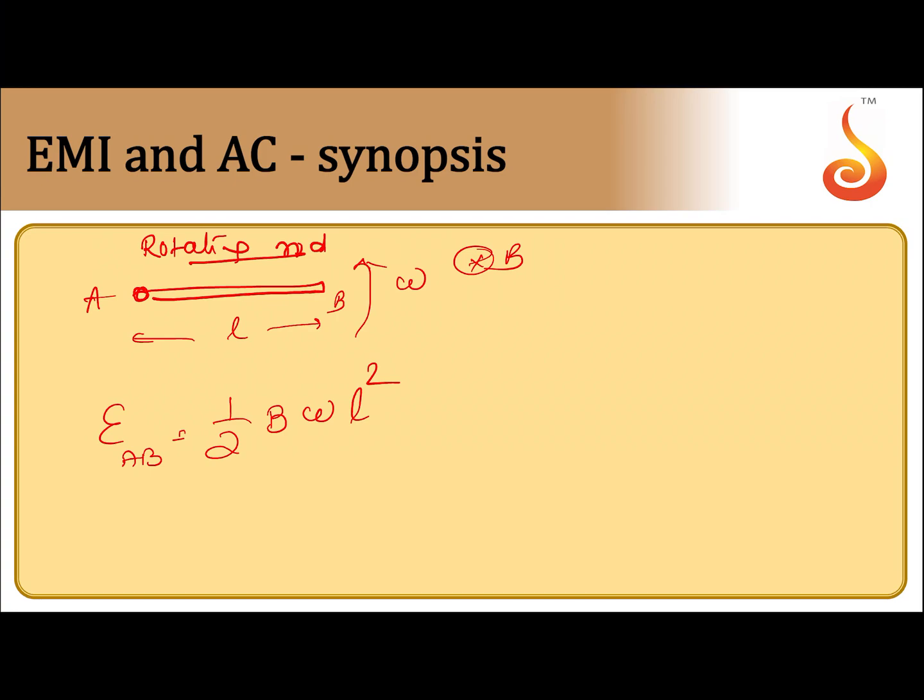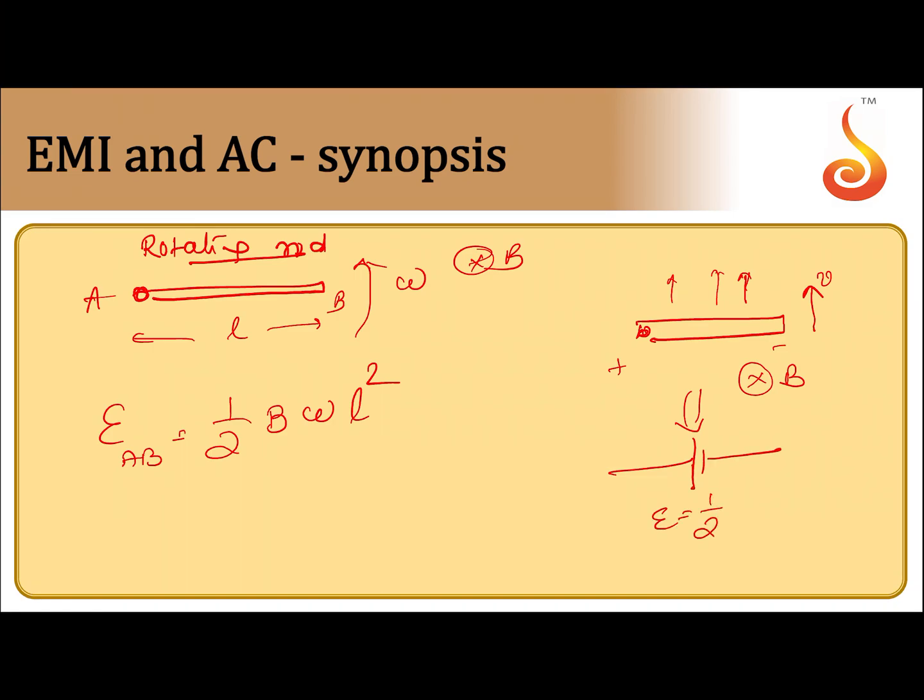Now you may ask which end is at a higher potential and which end is at a lower potential. Very simple. Notice that the rotation happens in this direction and B is in the inward direction. So clearly the linear velocity of every part of the conductor is in the upward direction at this instant. Therefore, this end becomes positively charged and this end becomes negatively charged. This is as good as a cell whose polarities can be shown like this, with half B omega L square as the induced EMF. This end is as good as the positive terminal of the cell, and the other end is the negative terminal.